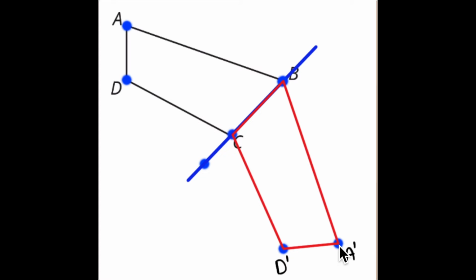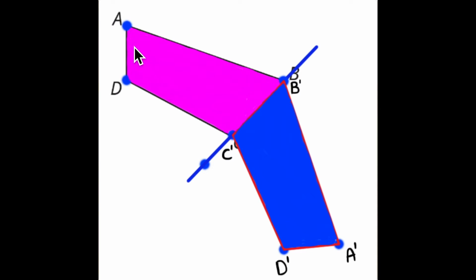So you connect these points. So this is A prime, B prime now, C prime, and D prime. This is a reflected image of figure A, B, C, and D.